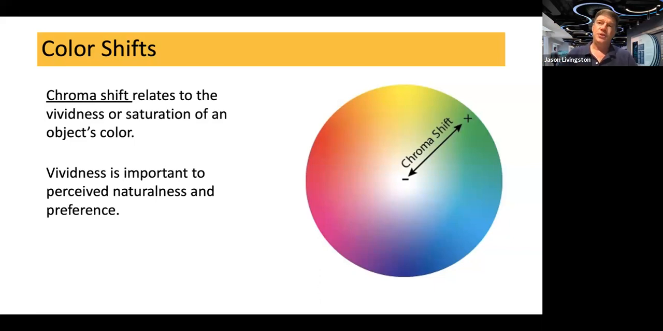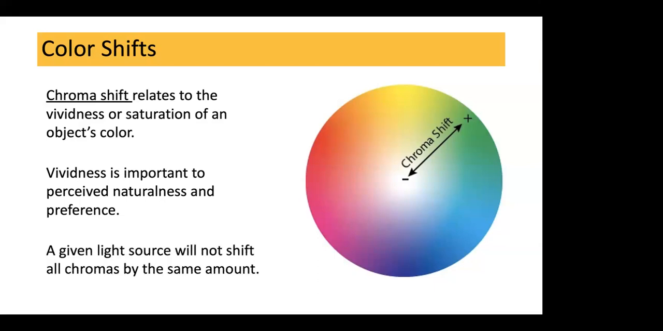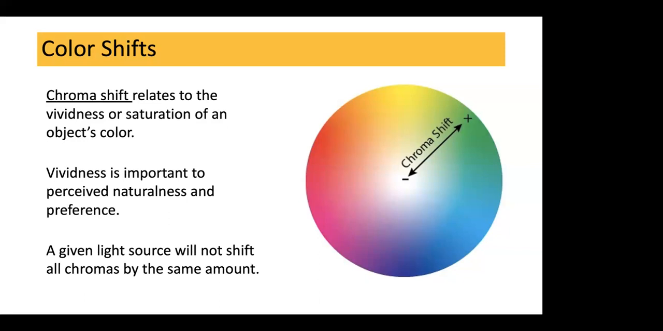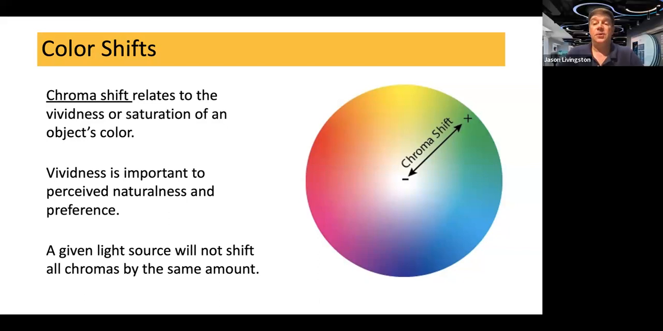Vividness or chroma shifting is an important component in the perception of naturalness. It's also an important component in preference in color rendering. And it's important for us to keep in mind, though, that chroma shifting or color shifts are not global. So in this arrow here, we're seeing that perhaps there's a light source that is making the green more saturated. That does not mean that it is also making yellows and reds and blues and purples more saturated.